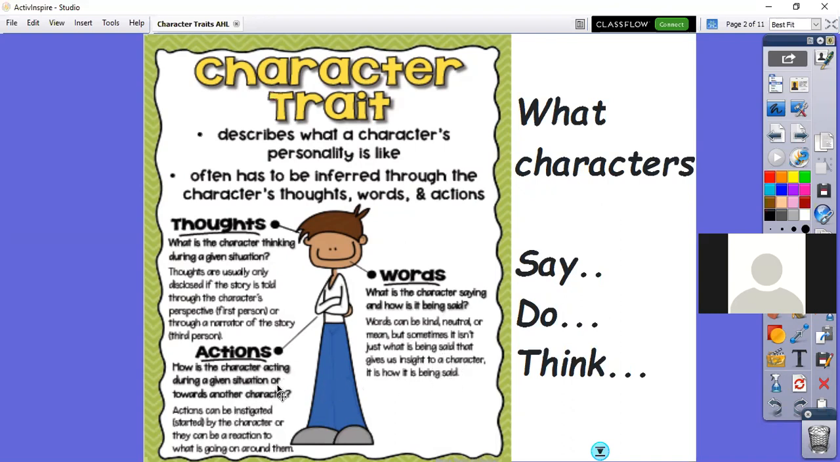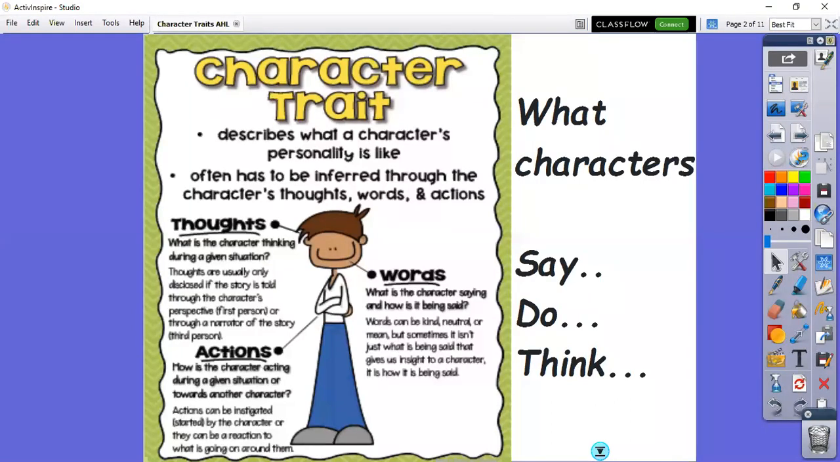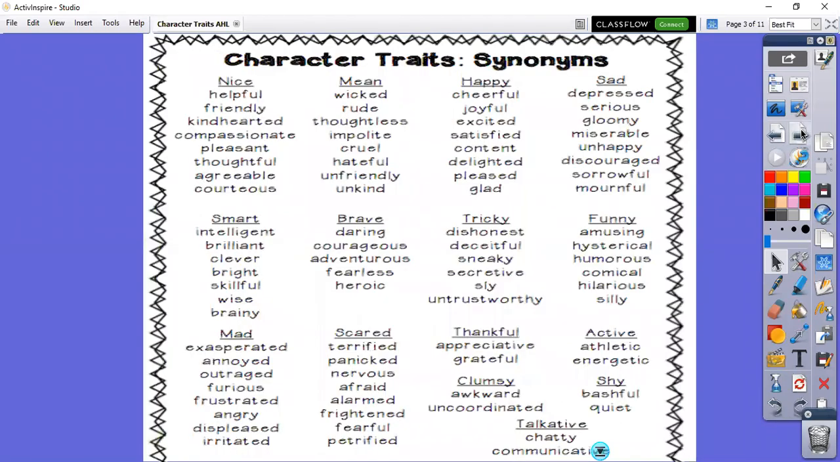Now, this is a biggie, the actions. How is the character acting during a given situation or towards another character? Actions can be instigated or started by the character, or they can be a reaction to what is going on around them. So an action can be instigated or started by the character, or it can be a reaction to something that a character says. But when you look at the character's actions, it helps you to learn their personality or their character traits.